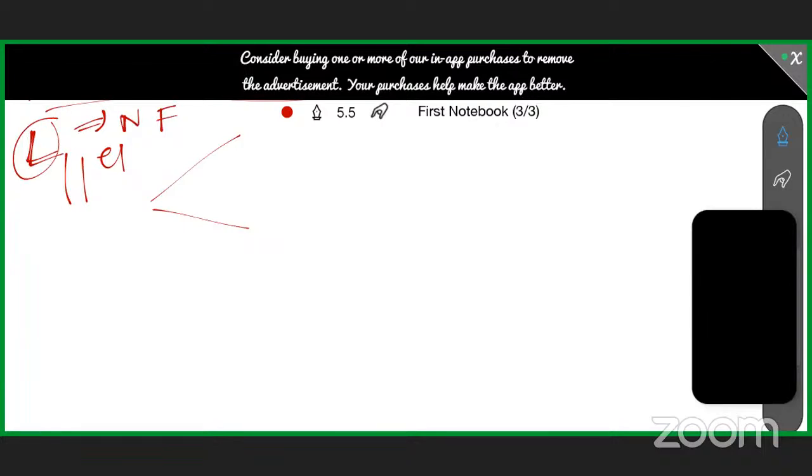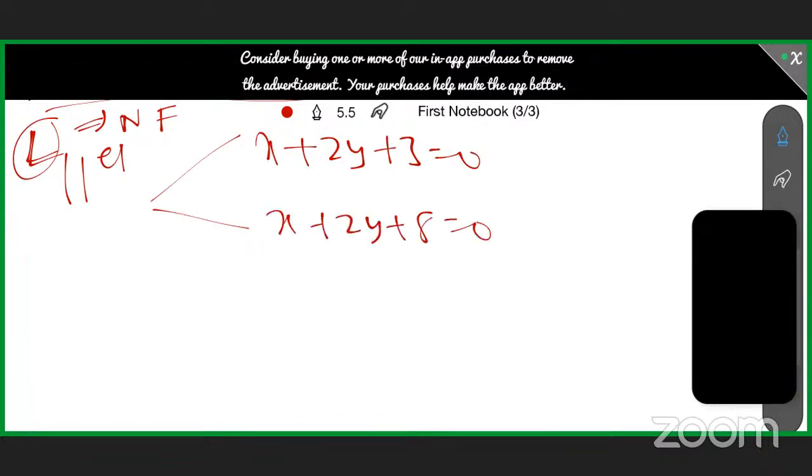This line L is parallel to two lines: x plus 2y plus 3 is equal to 0, and x plus 2y plus 8 is equal to 0. This line L is dividing the distance between the two lines in the ratio 1:2 internally. That means internal division is taking place. Find the equation of the required line L.